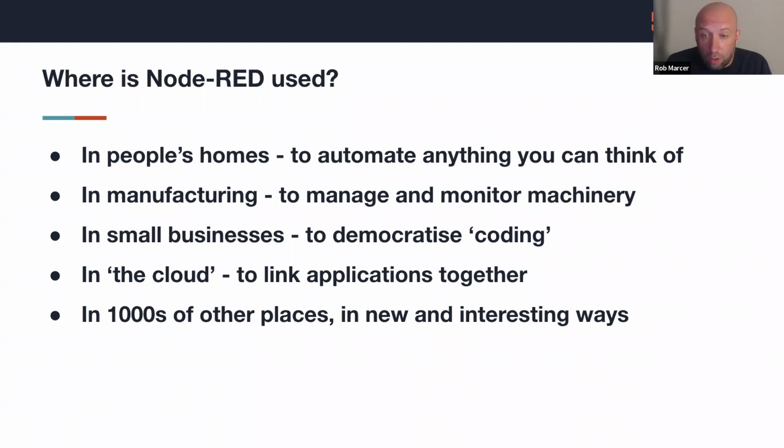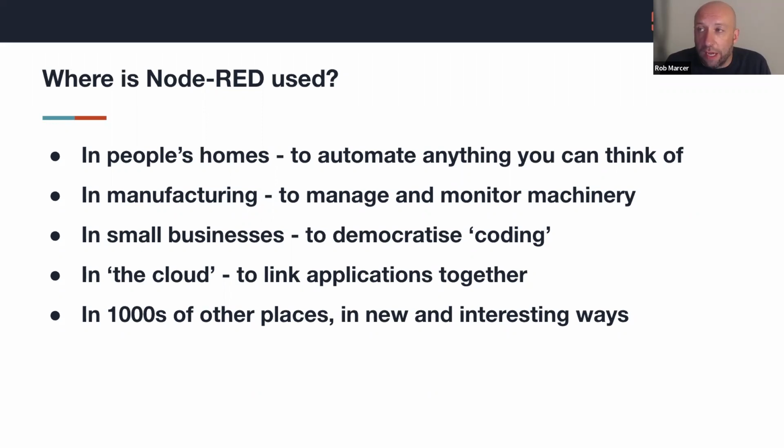It's also used a lot in the cloud. So I mentioned what I'd done at my previous employer to link applications together. So it's quite a good way to take information from API A, link that to information from API B, and then push it into a third system, for instance, for customer databases. It's also used in thousands of other places.